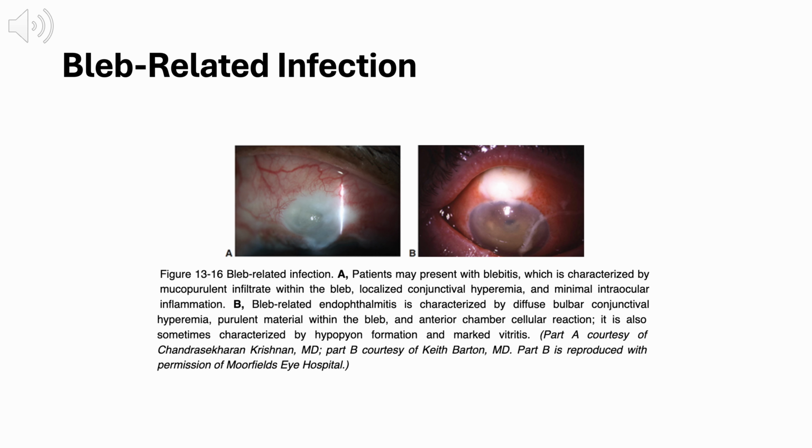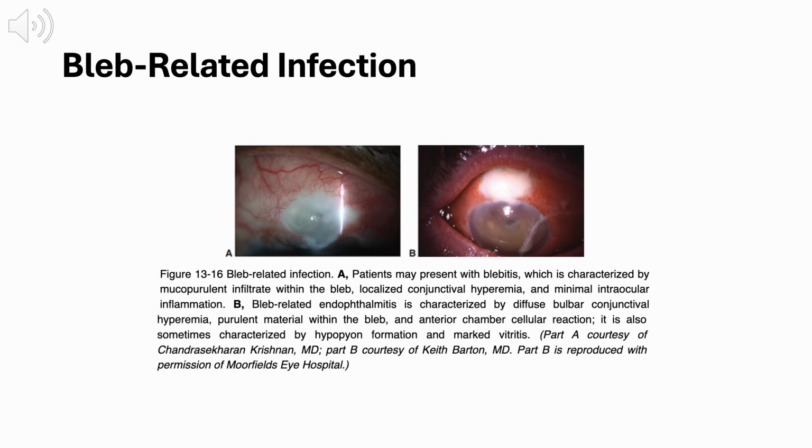On the right is bleb-related endophthalmitis, which is a completely different level of severity. Here, the conjunctival injection is diffuse. The bleb is filled with purulent material, and now the anterior chamber shows a marked inflammatory reaction, sometimes even a hypopion. This represents intraocular infection, not just surface involvement, and demands immediate aggressive treatment.